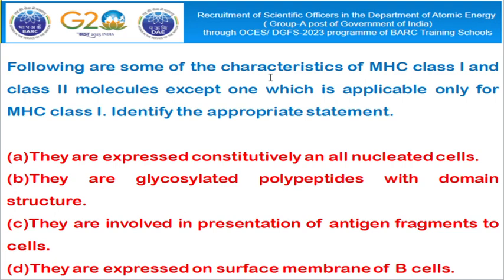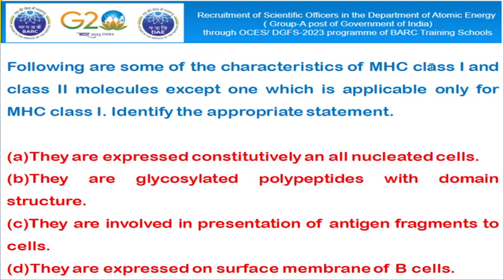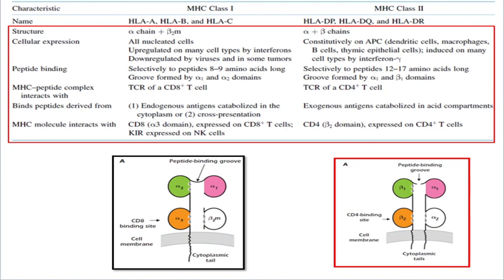Following are some of the characteristics of MHC class 1 and MHC class 2 molecules except one, which is applicable only for MHC class 1. Okay, so the correct answer is MHC class 1 only. They will be expressed on all nucleated cells, whereas MHC class 2 will be present only on antigen presenting cells.